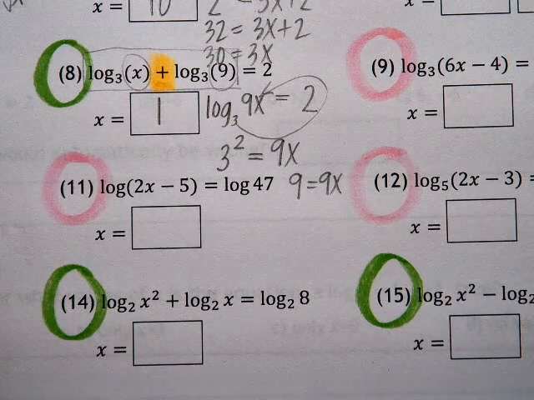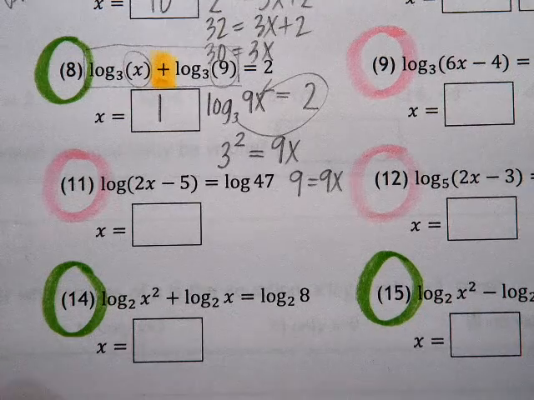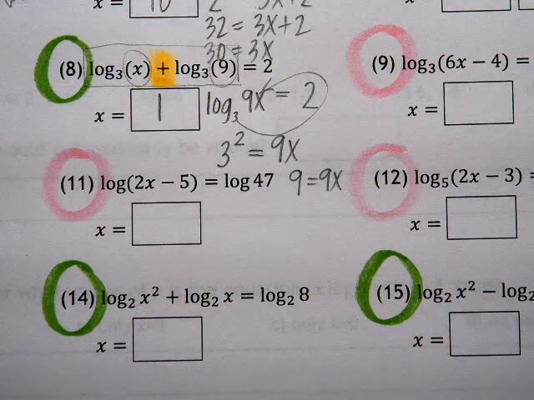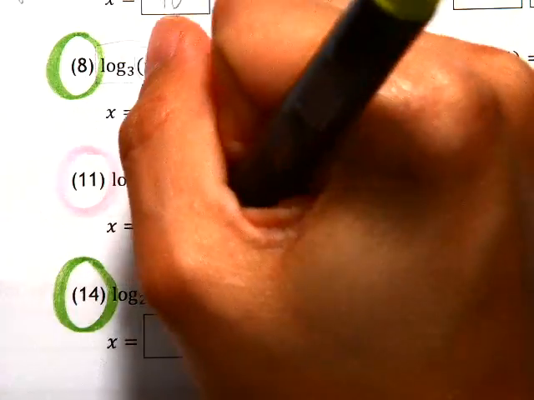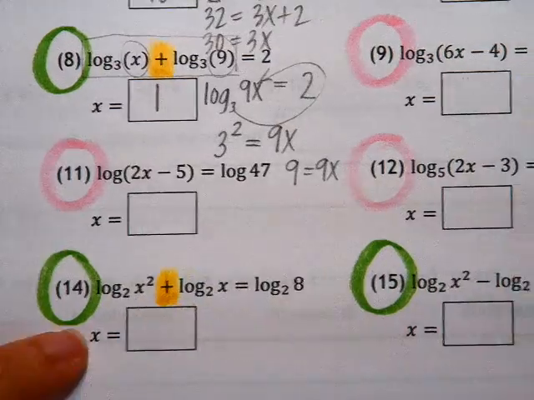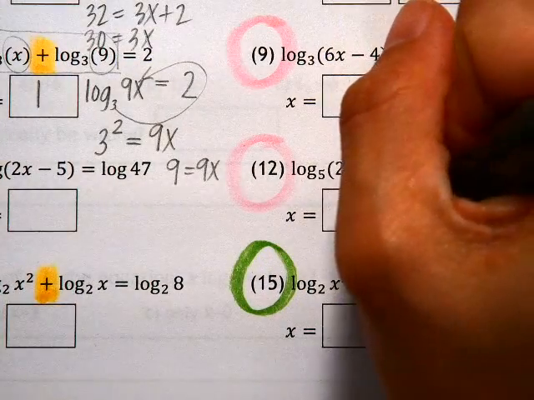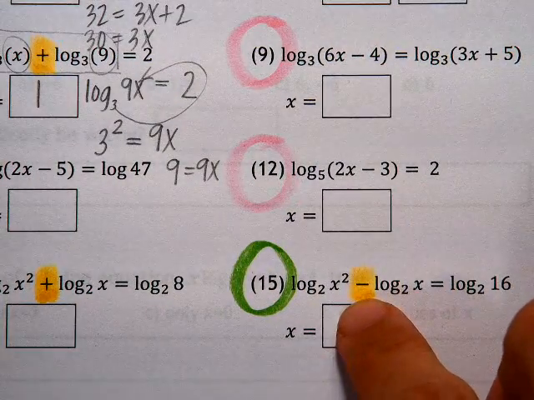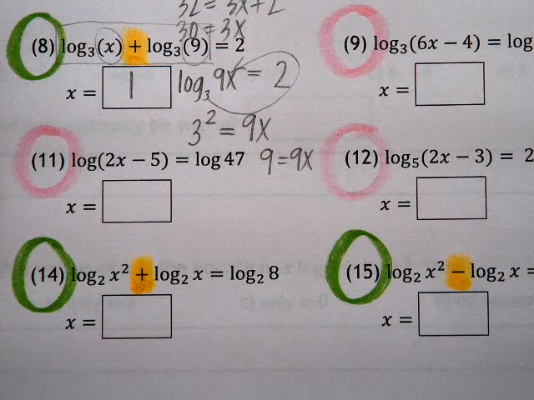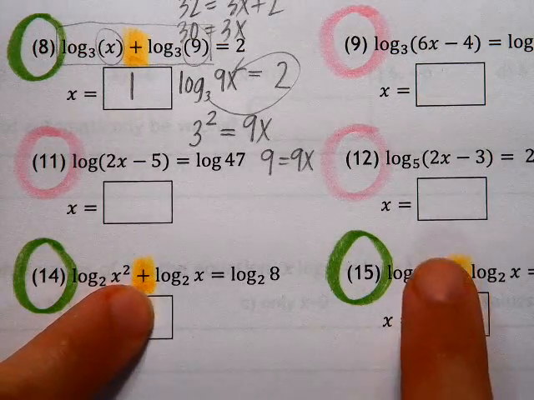See if you can use that similar approach in numbers 14 and 15. I'll give you a hint. Problem 14 is another product property because you can see the plus sign on the left-hand side of the equation. And number 15 is going to be a quotient property because of the minus sign. So use number 8 as an example and see if you can try 14 and 15 utilizing the product and the quotient.